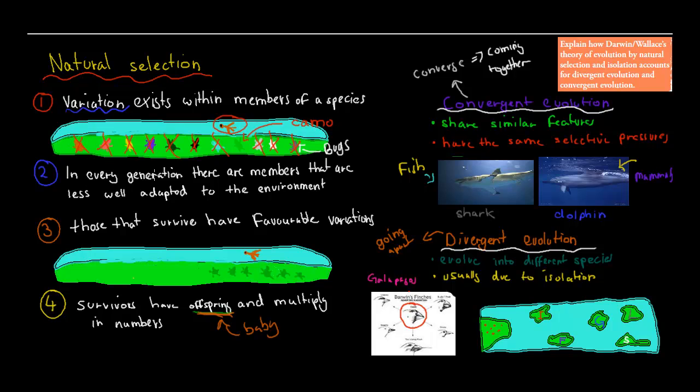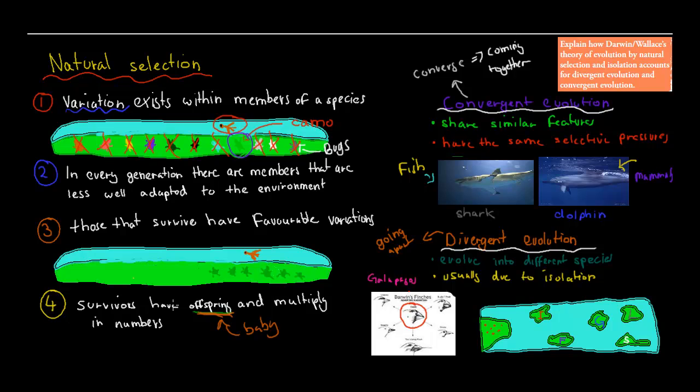And then in every generation, there are members that are less well adapted to the environment. So if there were different colored bugs and we had a bird come in, that bird would be able to see all the obvious colors, and only the camouflaged one, which was this one here, would be able to survive. Those that survive have favorable variations. So this one, the green one, has favorable variation, which means he's one of the only survivors of that onslaught of the actual bird, which ate all the other ones.